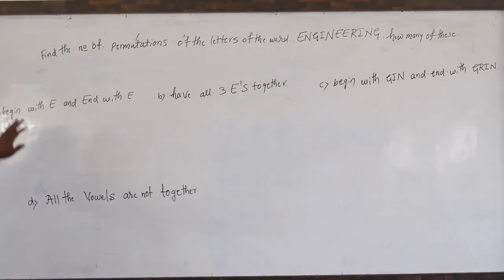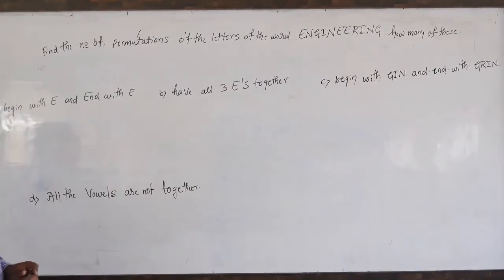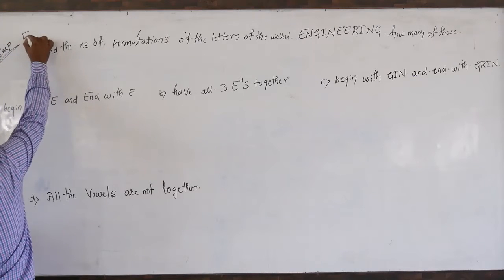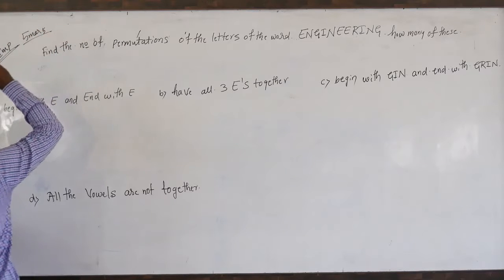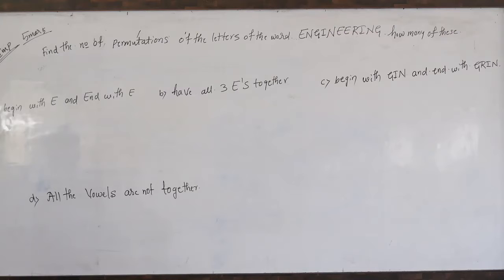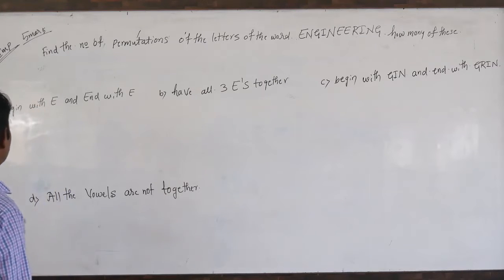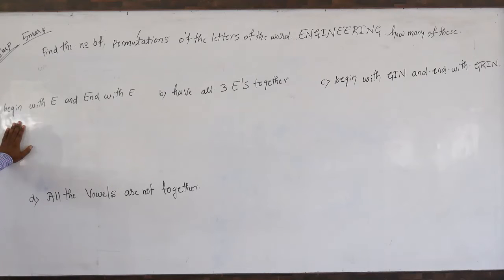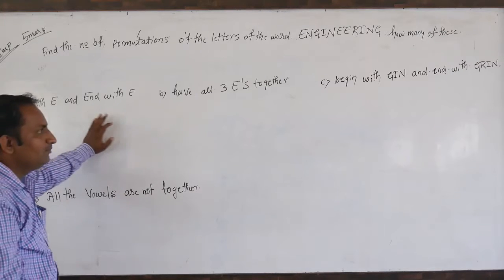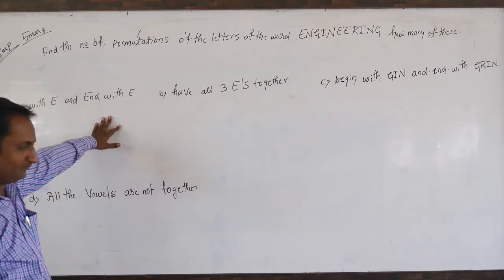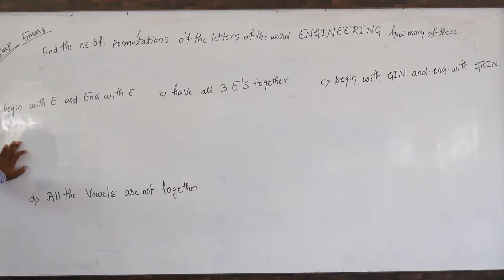Here, this is a new concept as well as very important for 5 marks questions. Find the number of permutations of the letters of the word engineering. In how many of these, first, one beginning with E and ending with E; second, one having all three E's together; third, one beginning with G-I-N and ending with G-R-I-N; and the last, one in which all the vowels are not together.